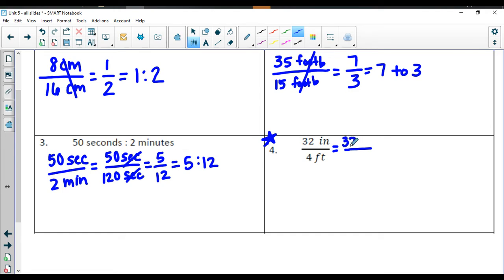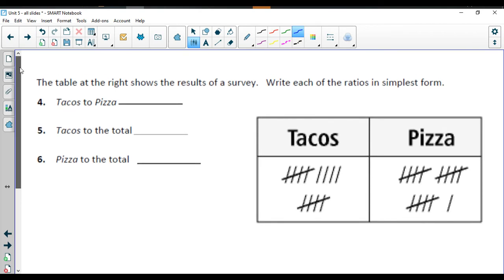So we're going to change everything over to inches. So I'm going to have 32 inches. There's 12 inches in 1 foot. So 12 times 4 would be 48 inches. Our units now cancel. So if we have 32 over 48, that's actually going to reduce to be 2/3. Since it was written as a fraction, I'm going to leave that as my final answer here. So that's how you handle ratios.